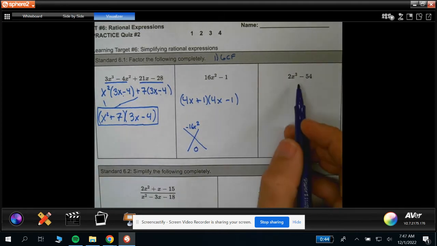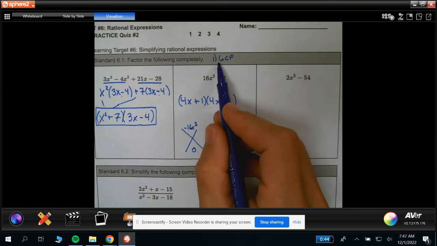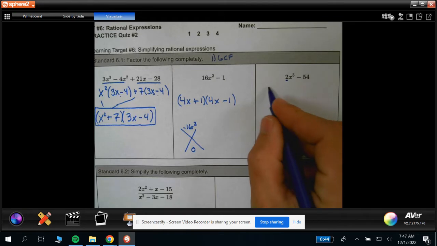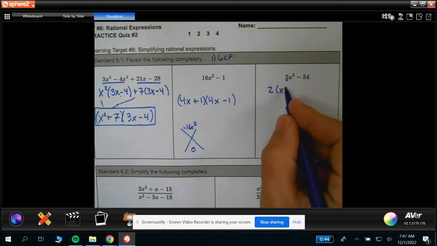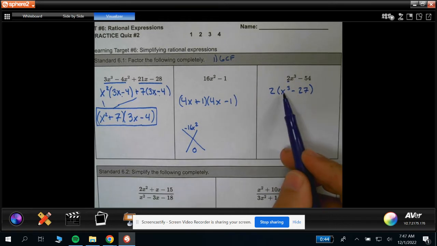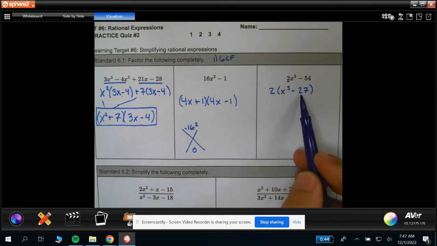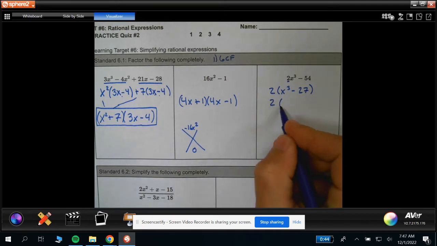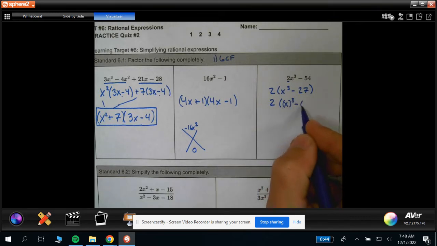For the third one, first step, always greatest common factor. Is there a greatest common factor here? Yeah, I see a 2. So I'm going to factor that out. X cubed minus 27. Here, I see there's an x cubed, and I see that 27 is a perfect cube. That's 3 cubed. So this is kind of like x cubed minus 3 cubed.